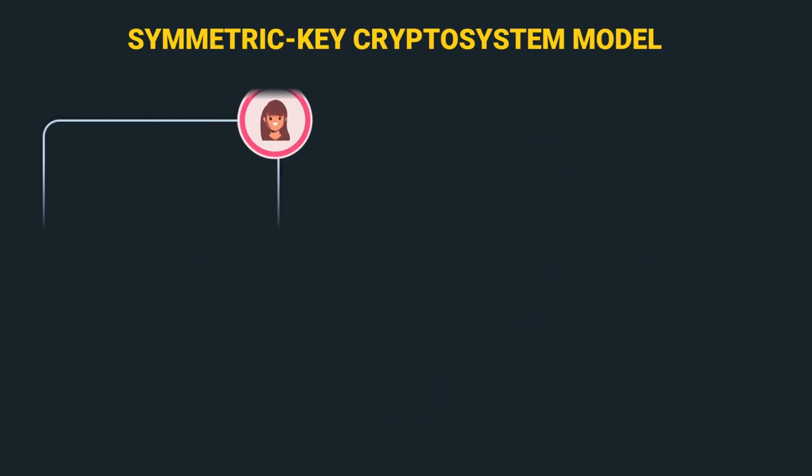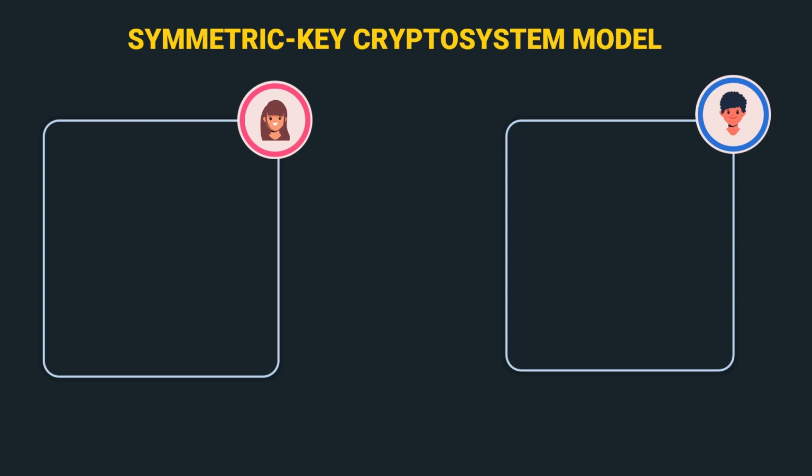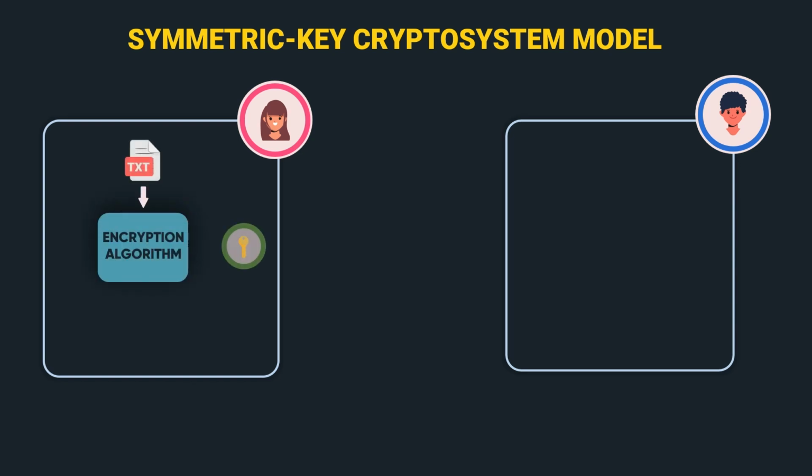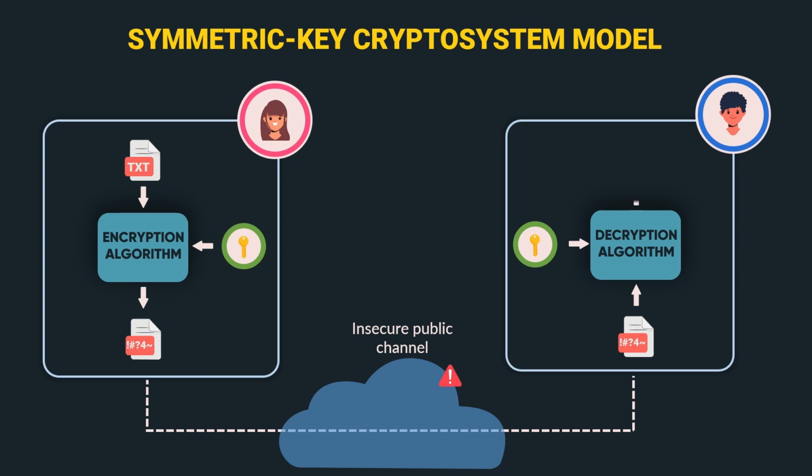So here we have Alice, the sender, and Bob, the receiver. Alice has an encryption algorithm which takes as input the plain text and the secret key and generates the ciphertext. Now this ciphertext is sent via an insecure public channel to Bob. Bob has a decryption algorithm which takes as input the ciphertext received from Alice and the shared secret key and generates the plain text.